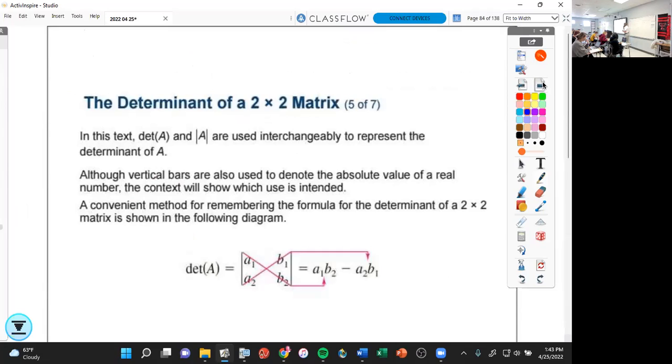I want the determinant. Right here it says, although vertical bars are also used to denote the absolute value of a real number, the context will show which is intended. A conventional method for remembering the formula for the determinant of a 2 by 2 matrix is shown below. Ready? You do the down diagonal product, subtract the up diagonal product. Have I said that enough? Take the down diagonal product, subtract the up diagonal product.